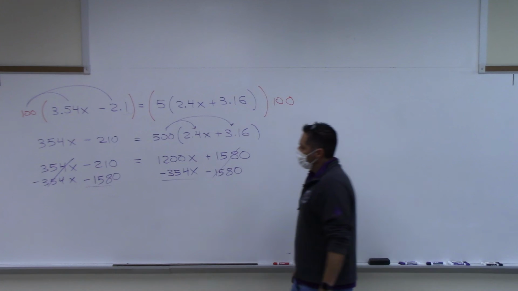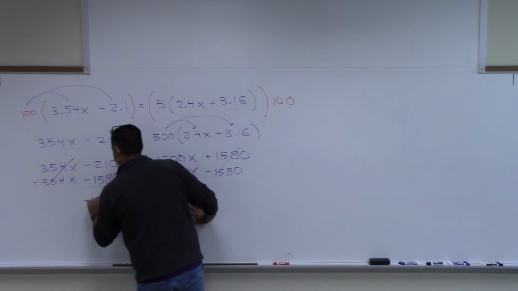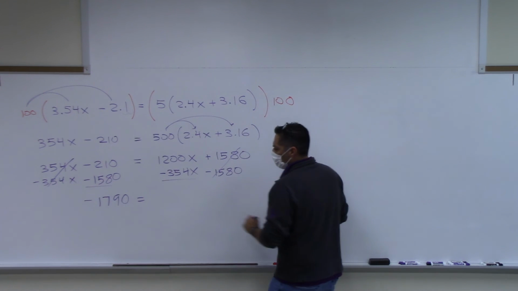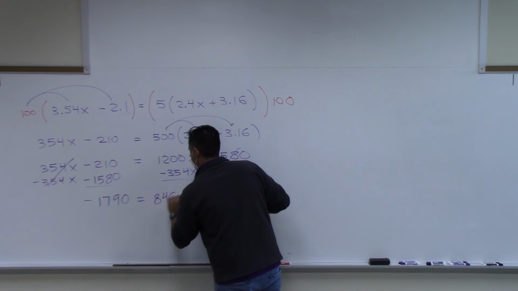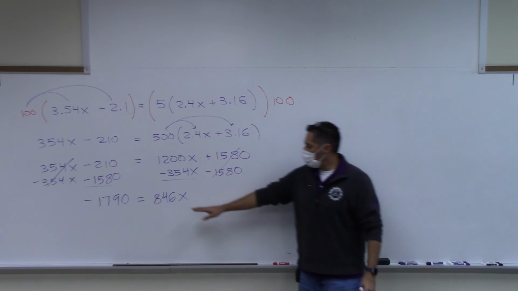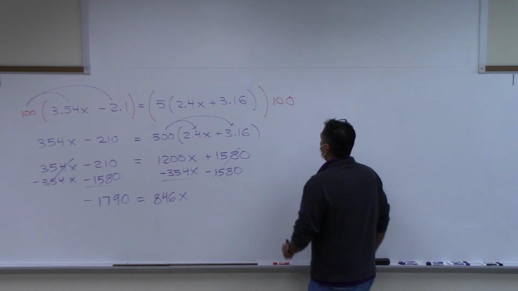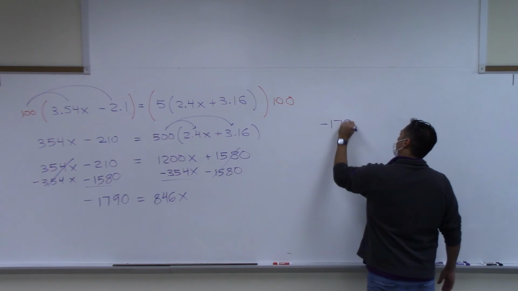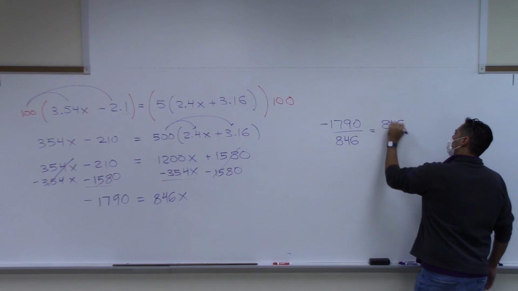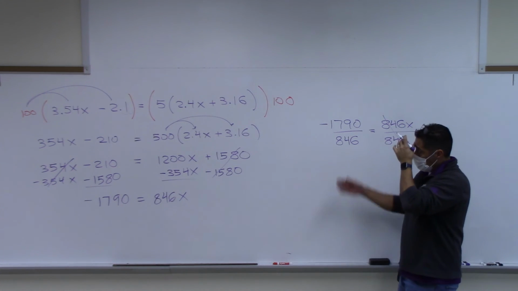Okay. So someone give me the left side. Negative 1790. And then what about this? 846x. All right. One more step. Got to get this x by itself, so we'll divide both sides by 846. So I'll do that right here. Negative 1790, divide that by 846. And then I take the 846x, divide by the 846, and whatever that is.